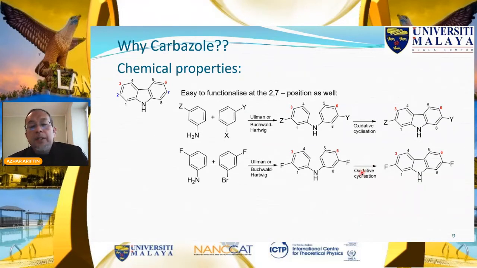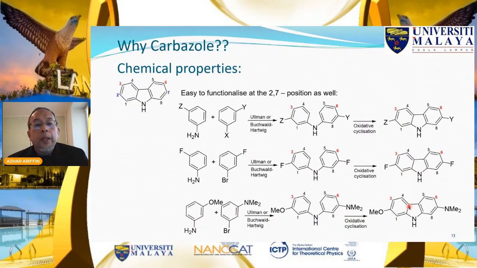For example, if you want to synthesize 2,7-difluorocarbazole, you can start with meta-fluoroaniline. You react it with meta-fluorobromobenzene under the Ullmann coupling reaction or Buchwald-Hartwig reaction. You get this bisphenylamine here, and then in the presence of palladium acetate as a catalyst, you can do oxidative cyclization, and then you will get 2,7-difluorocarbazole. You can also introduce a different substituent at positions 2 and 7 by changing the starting material.